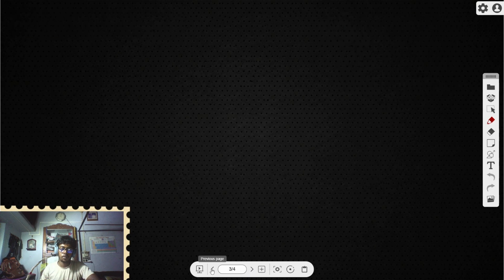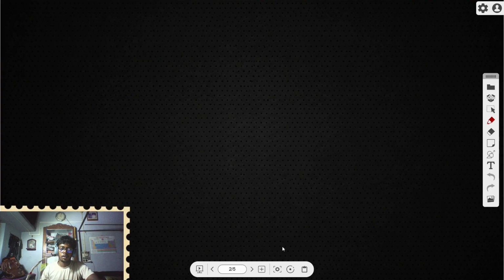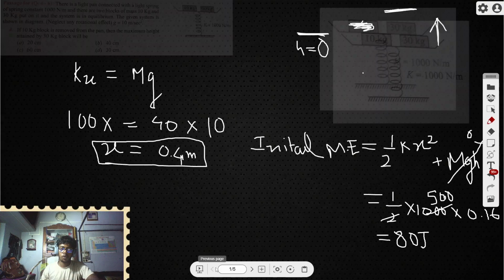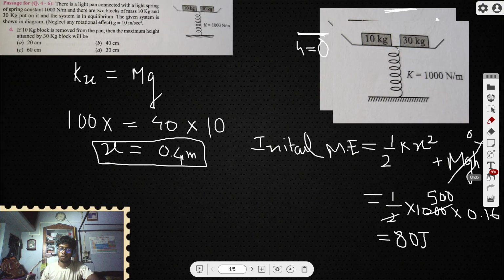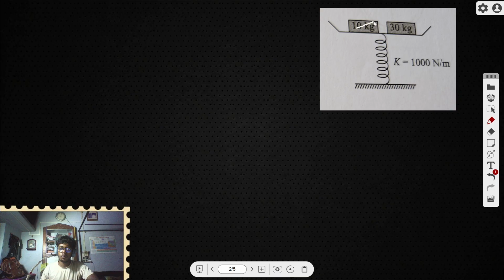That is, after some time, what may happen? This 10 kg block, let's remove this. When this 10 kg block is removed, this 30 kg will go up. So in this case, it may go up to this height.